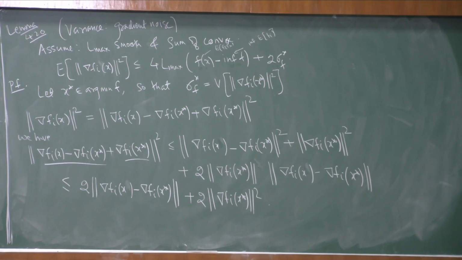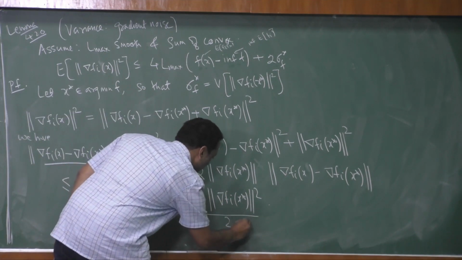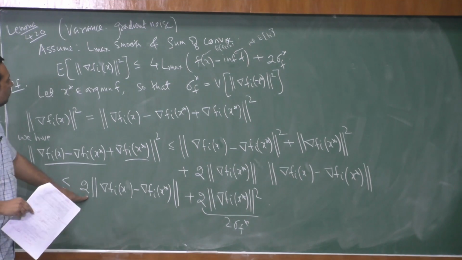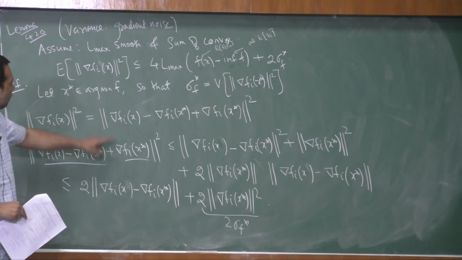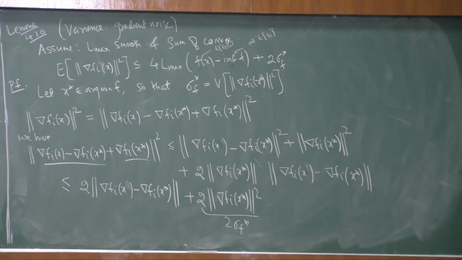f(y) is greater than or equal to f(x) plus grad f(x) times (y minus x), right? So it seems like convexity is supposed to be used as well, but there is a norm also, right? So we are now thinking about the first term. This we already got, 2 sigma f. So that's done. Now we are supposed to show that this guy is less than or equal to 4 L max (f(x) minus infimum of f).